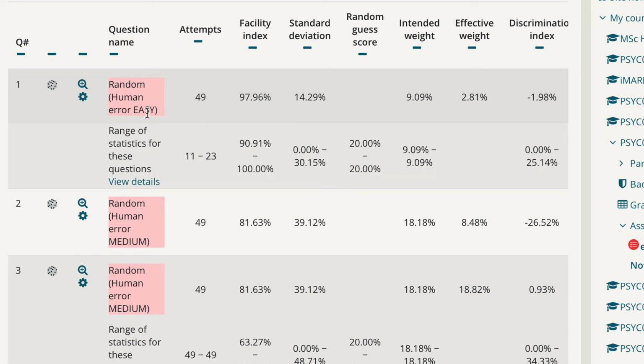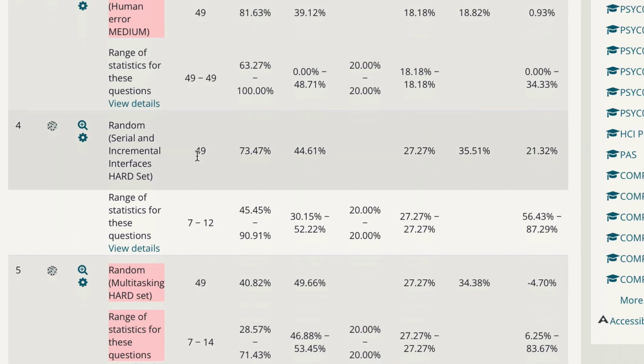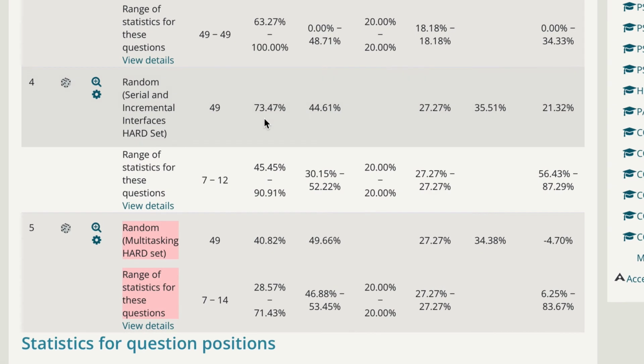So we could have a look and see, is there something wrong with that question? Is there a typo? Are people misinterpreting it, or is it just that it's an easy question? By contrast, if I scroll down to question 4, you can see something here. 49 people did this question. The average mark was 73.47, which is reasonably high. But the discrimination index now is over 15, 21.32. So it doesn't get flagged up in pink.